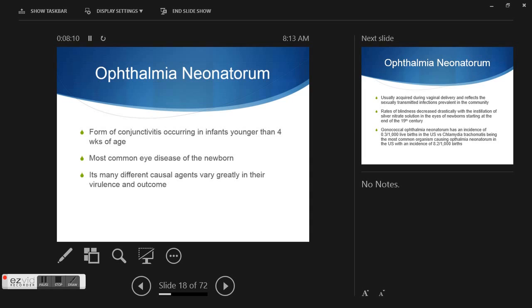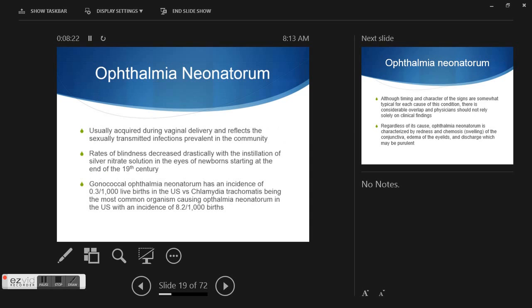Ophthalmia neonatorum. This is a form of conjunctivitis that occurs in infants younger than 4 weeks of age. It is the most common eye disease of the newborn, and it has many different causal agents that vary greatly in their virulence and in their outcome.